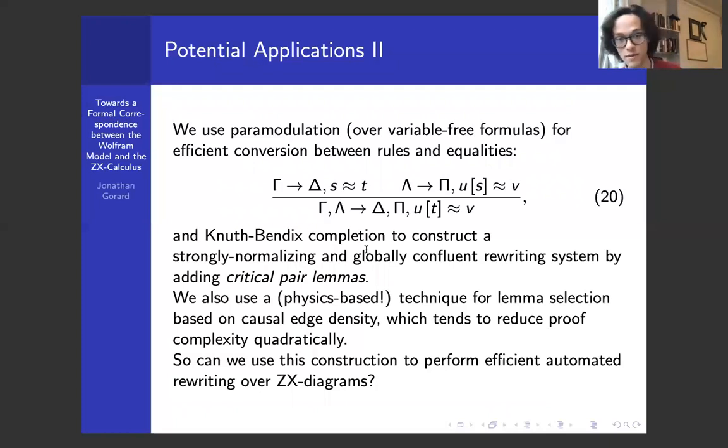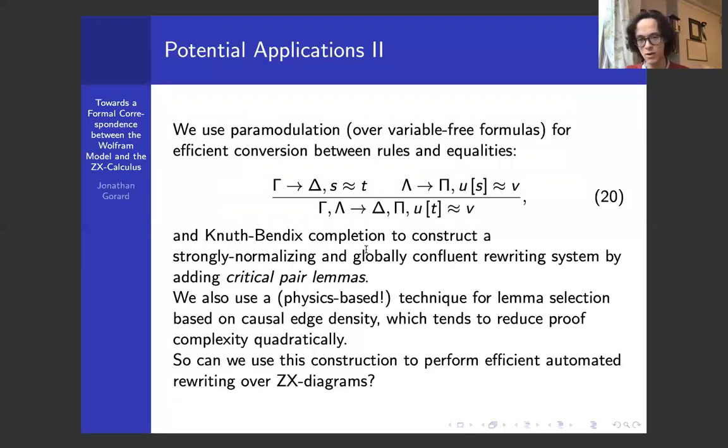But actually, we've been able to make a bunch of optimizations based on our new intuitions from multiway systems by, for instance, only picking lemmas for the automated rewritings that maximize the causal edge density. So when doing automated theorem proving over a quantum circuit or something, when adding lemmas to your reasoning system, you want to pick the lemmas that are going to have the maximum effect on shortening the proofs of future lemmas.